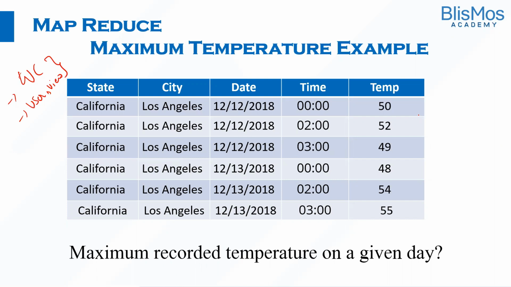Assume that temperatures are recorded on a daily basis for every hour in all the cities. As a part of our problem, we got to come out with what is the maximum temperature for each city on each day. That is what our requirement is. Maximum recorded temperature on a given day. That is what we need to come out with.